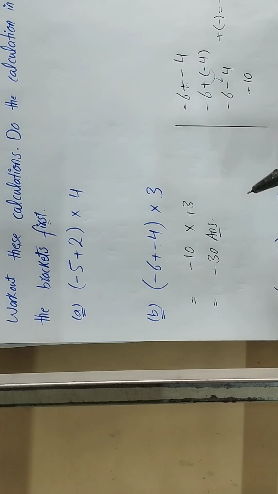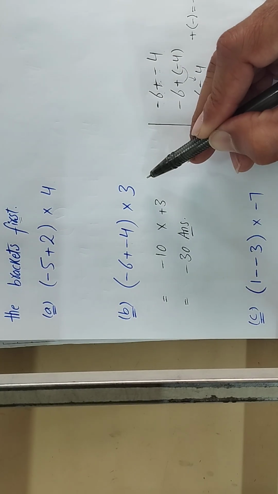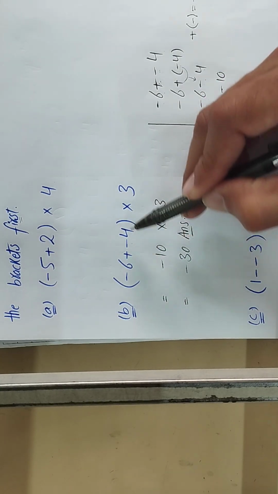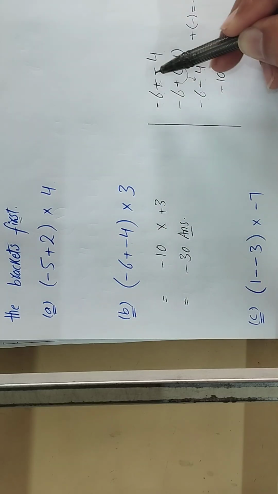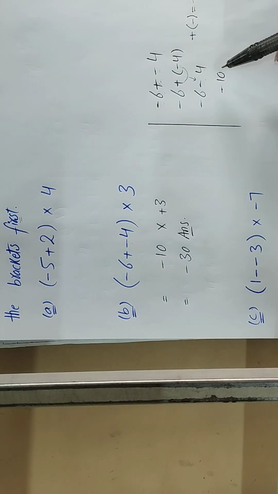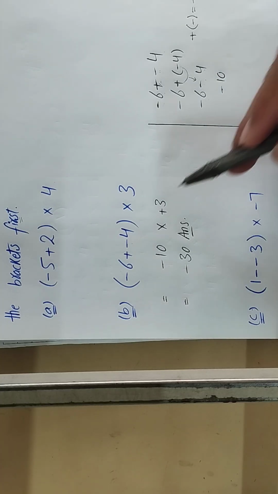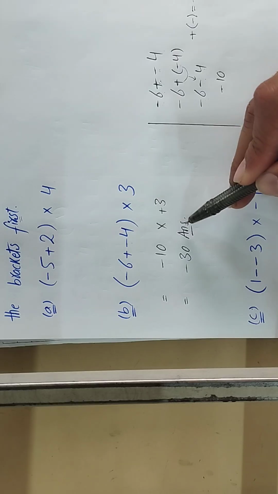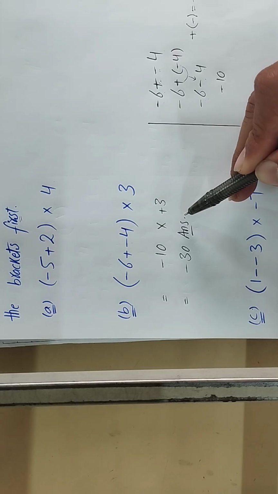So there are two steps for these questions. First step is to do the calculation which is inside the bracket, similar to what we have done in exercise 1.1, and then multiply with the number which is outside the bracket, and you will get your answer.